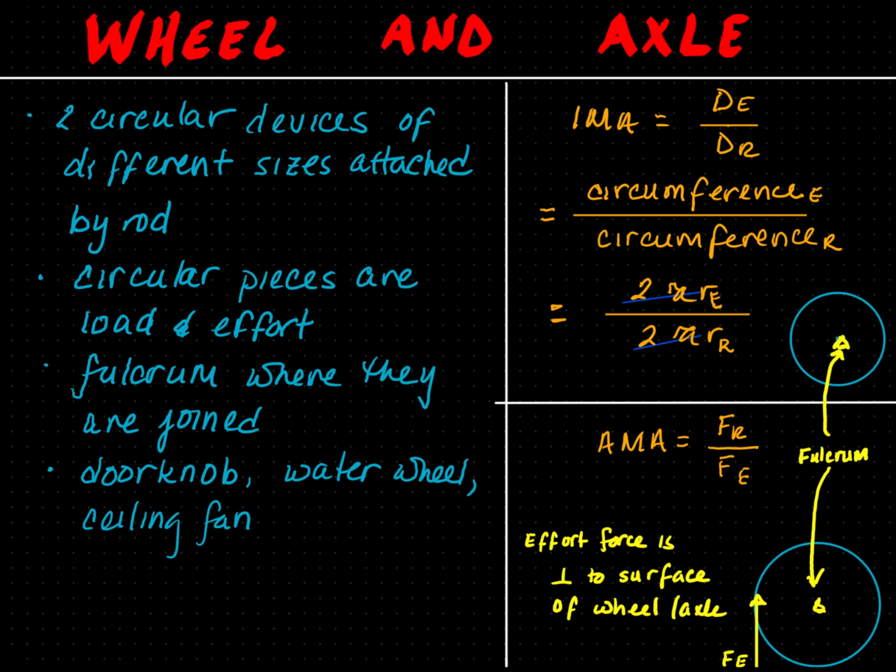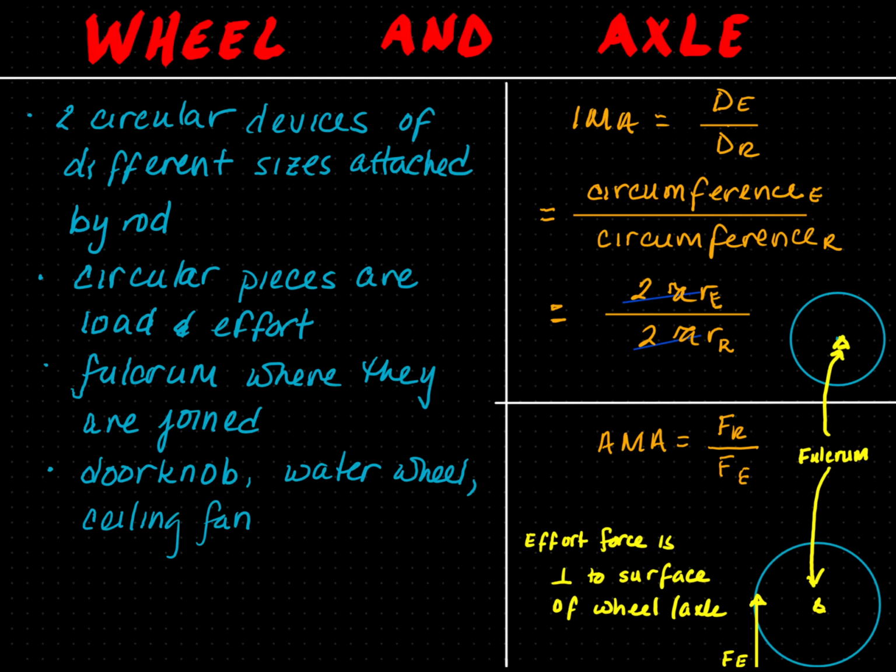The IMA formula is the same as in the levers. It is the distance of the effort divided by the distance of the resistance. Since it's a wheel, the distance traveled by a wheel and an axle is the circumference: the circumference of the effort divided by the circumference of the resistance. Circumference is 2 pi r. The 2 and the pi are constants, so they cancel out. So it's just the distance of the effort over the distance of the resistance.